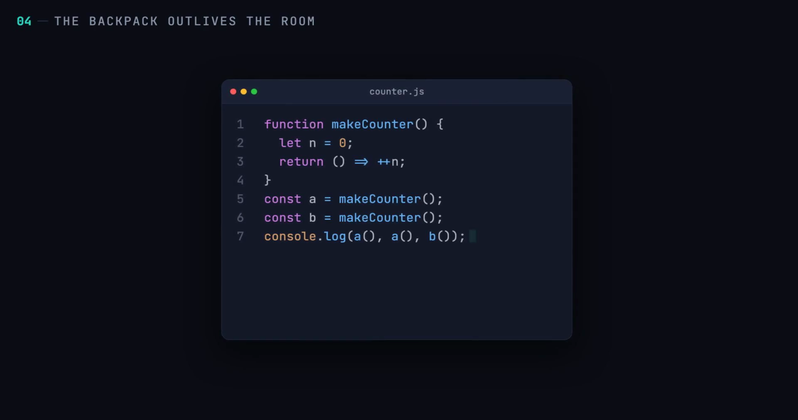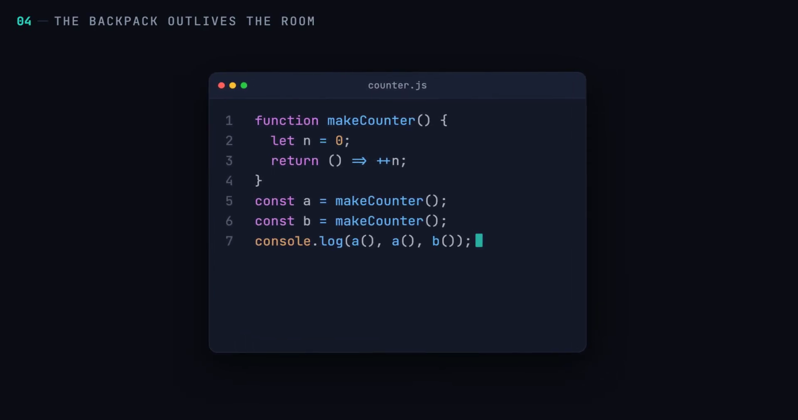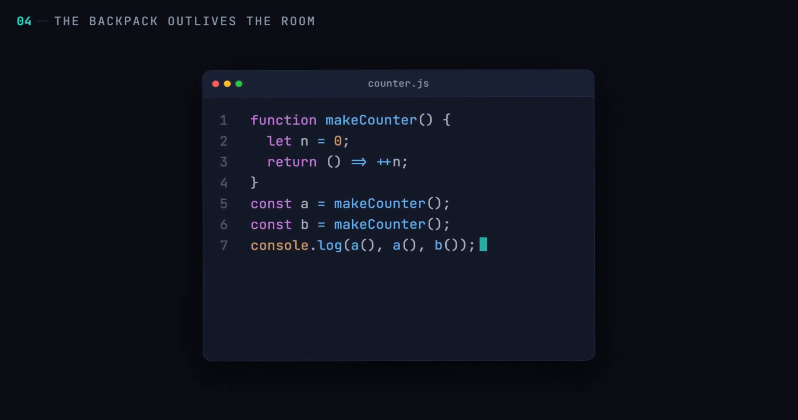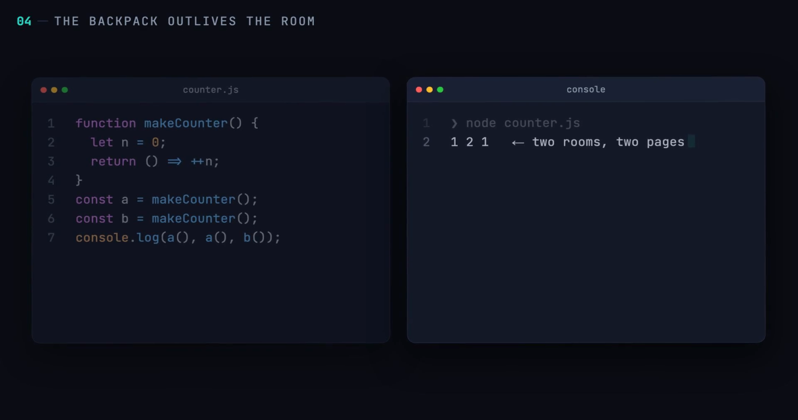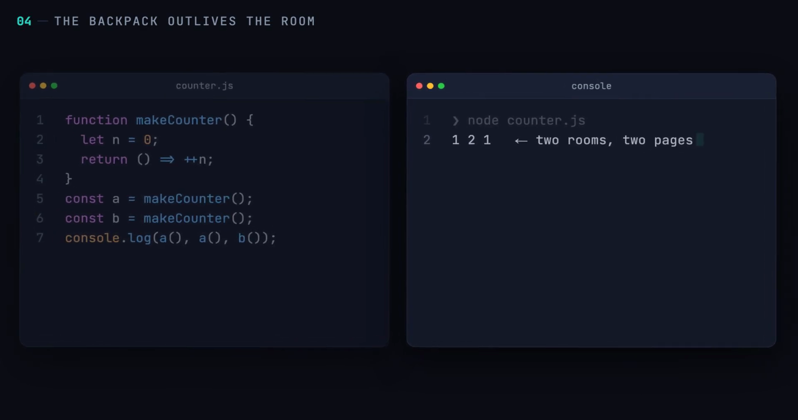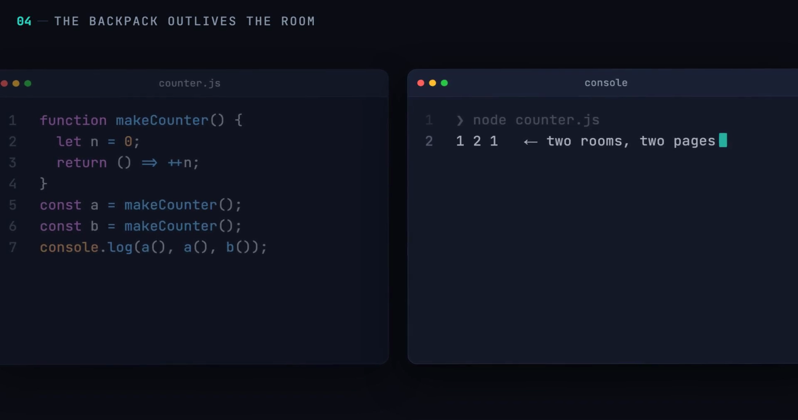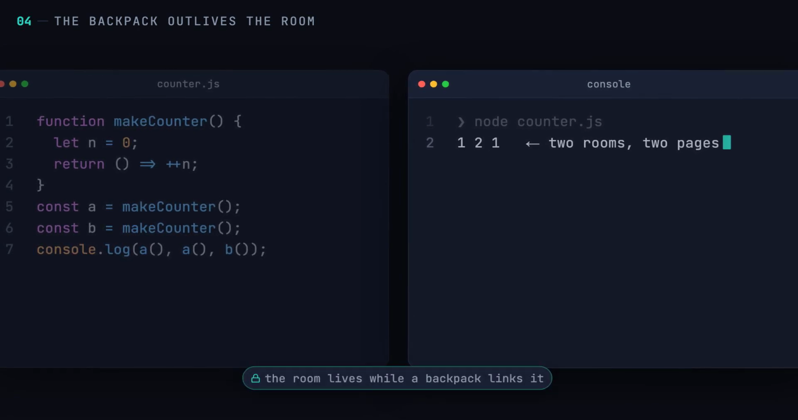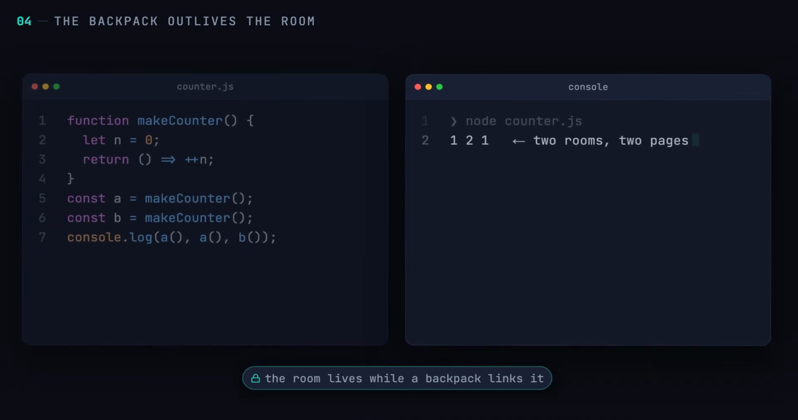Now, the superpower. This factory returns a function that counts. The room where n lives should vanish when the factory returns. But the returned function's backpack keeps that room alive. Call it 1. Again, 2. And a second counter starts back at 1. Every factory call is a brand new room with a brand new page. Private state, no class required. Under the hood, this is how hooks remember things between renders.